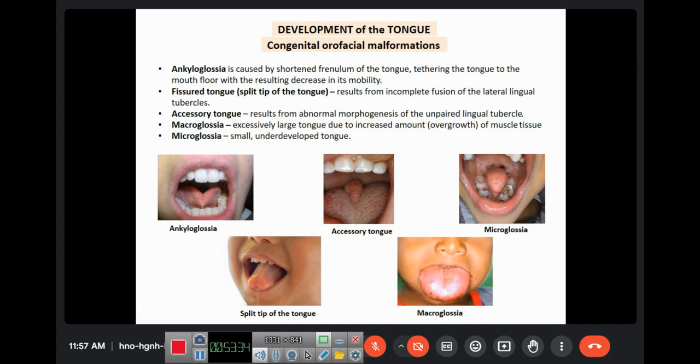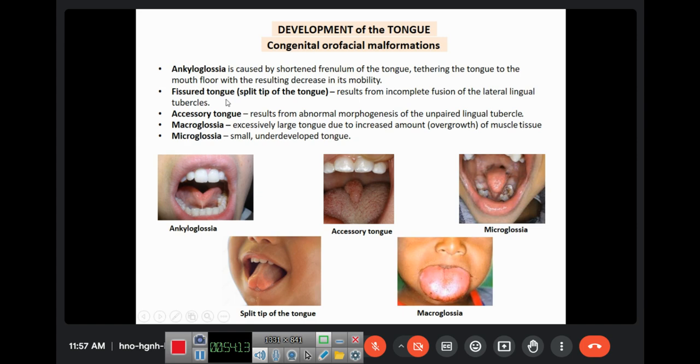Congenital orofacial malformations during development of tongue include ankyloglossia, here, is caused by shortening frenulum of the tongue. It is the result of the excessive attachment of the ventral part of the tongue to the floor of the oral cavity, with this part which is called frenulum. And it results in immobility of tongue.